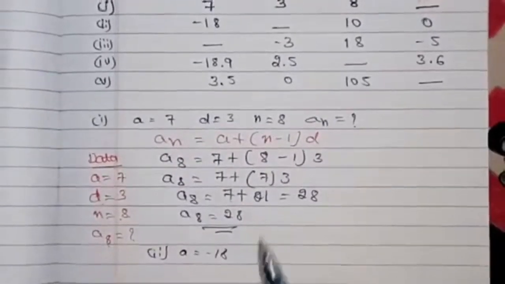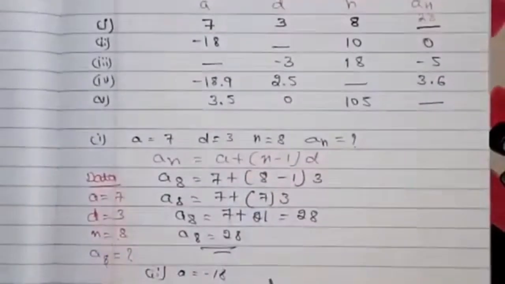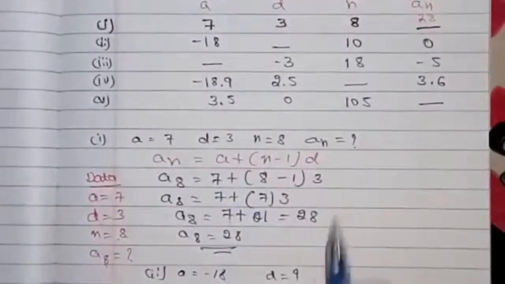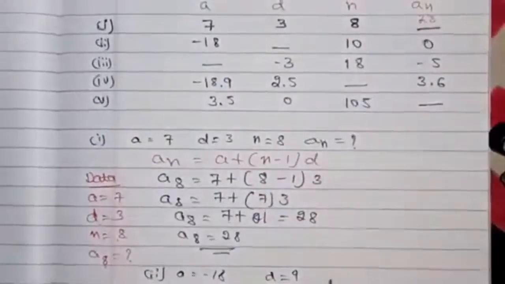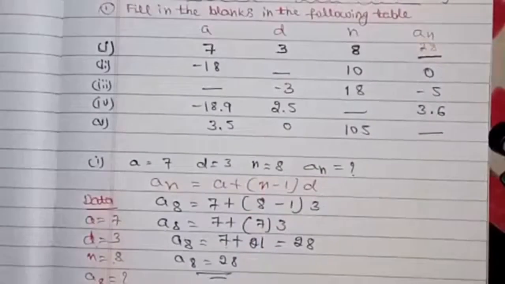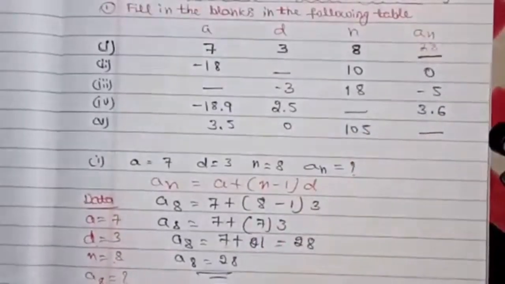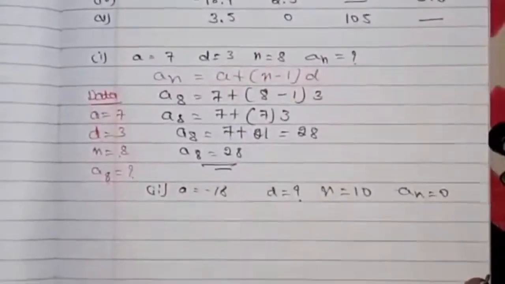Now next, what they have given, you need to find the d, right? So therefore d is equal to question mark. And the third one is n. They have given n is 10, so therefore n is equal to 10. And the last one is an. They have given an is 0, right? So this is the second question that we need to solve.